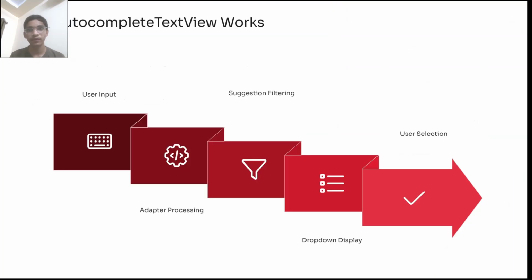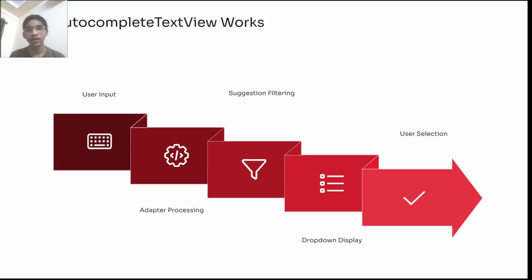Now let's see how an autocomplete TextView actually works. The process begins with the user input. As soon as the user starts typing in the text field, the component captures the input. Next, this input goes through the adapter processing. The adapter acts as a bridge between the data source and the UI. It checks the dataset, whether it's an array, database, or a custom list, and prepares it for filtering.